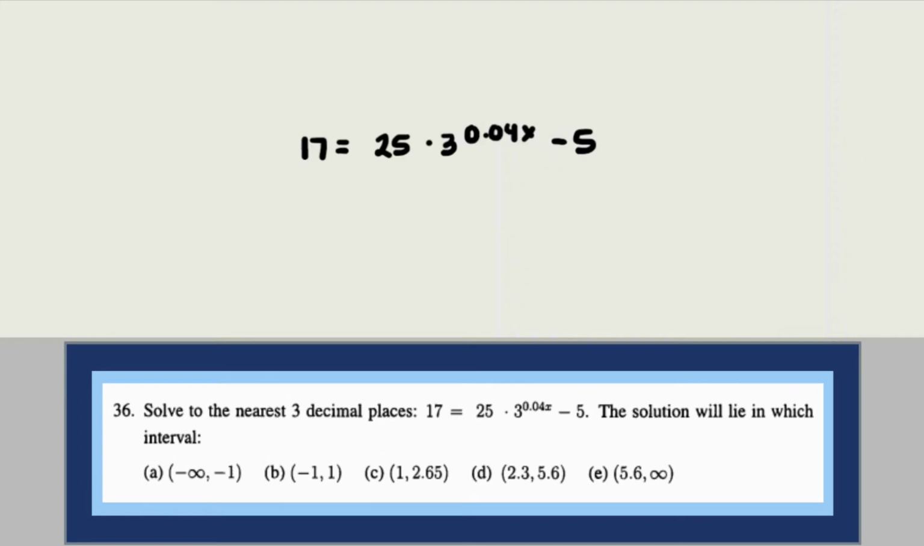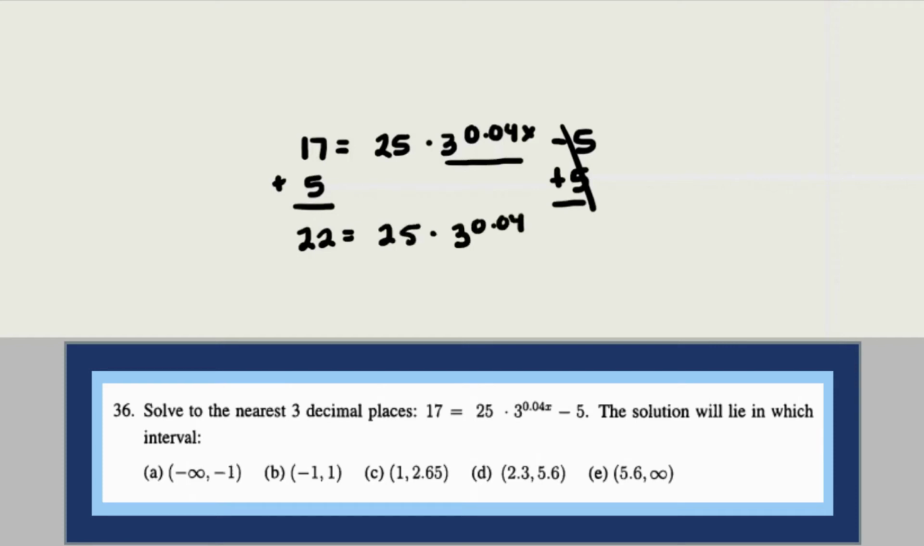So as you see, this is kind of like an exponential equation. So the first thing I want to do is isolate it so we can get it to just be set equal to 3 to the 0.04x. So the first thing I want to do is add 5 on both sides. And 17 plus 5 is going to give us 22 equal to 25 times 3 to the 0.04x.